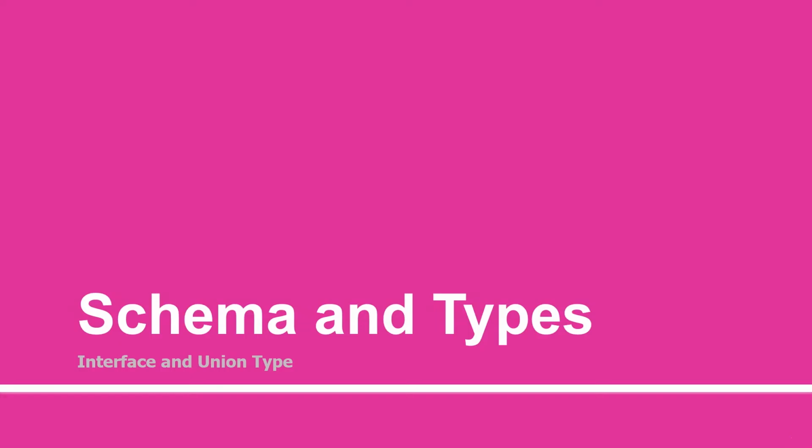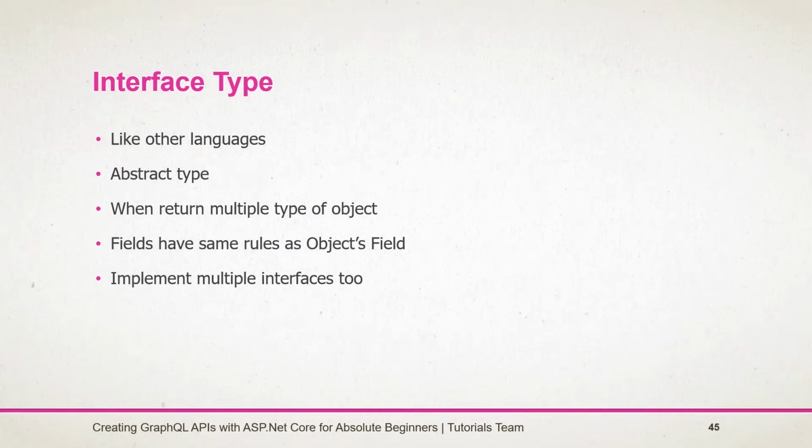In the previous session, we learned what a schema and a type in GraphQL are, and learned more about the scalar and the object type. In this session, we will continue with the other types. The next type is the interface.